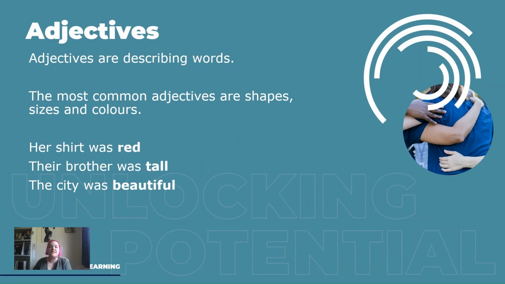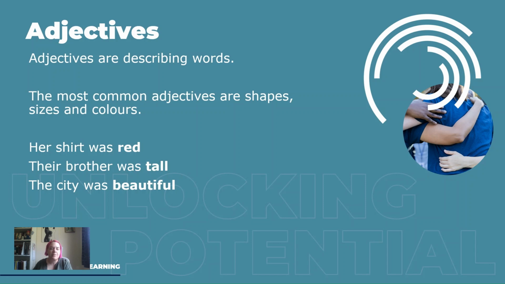Then we're going to move on to adjectives. If we have an object, if we have a glass and we wish to describe it, we're going to be using an adjective in order to describe that object. The most common ones are colours, shapes and sizes. So the examples we have here: her shirt was red. Red is the adjective. Their brother was tall. Tall is the adjective. The city was beautiful. Beautiful is the adjective. So whenever we are describing an item, we're going to be using an adjective.